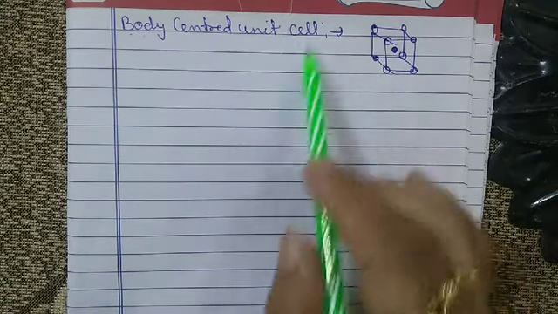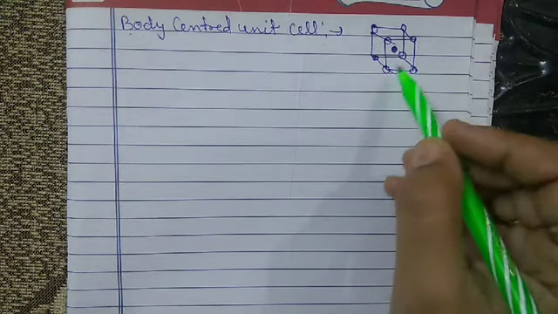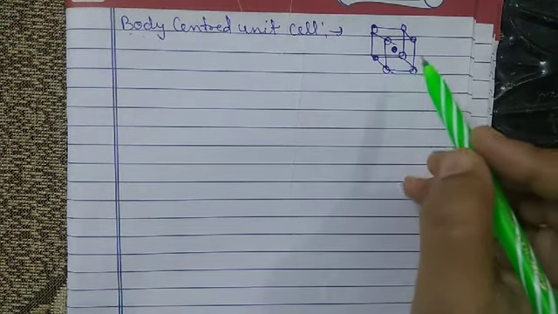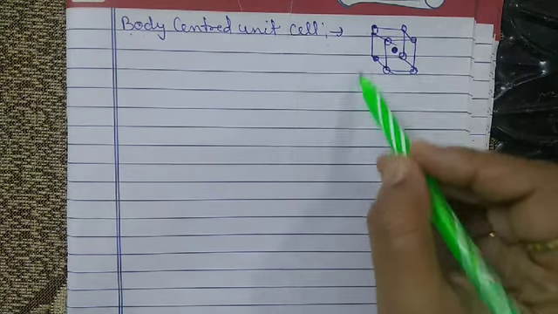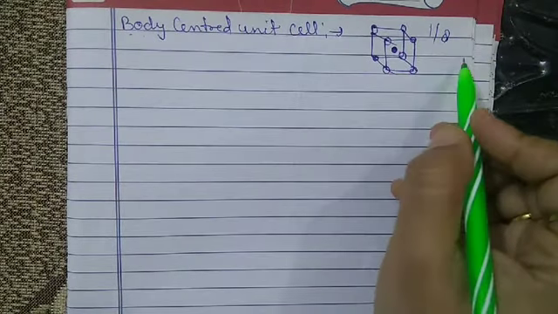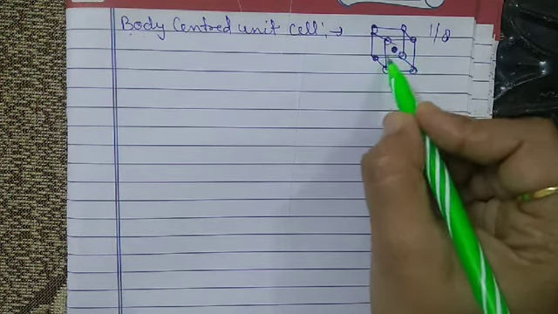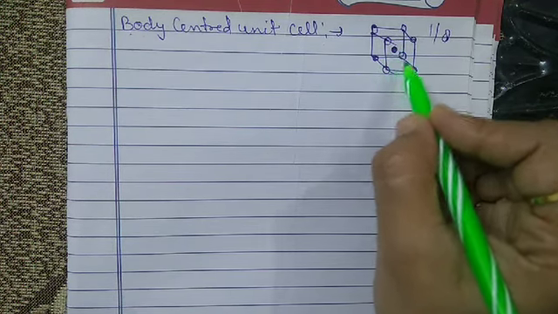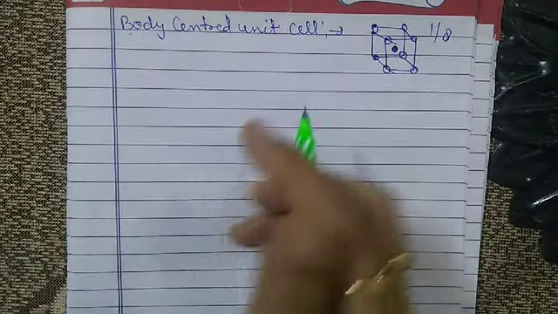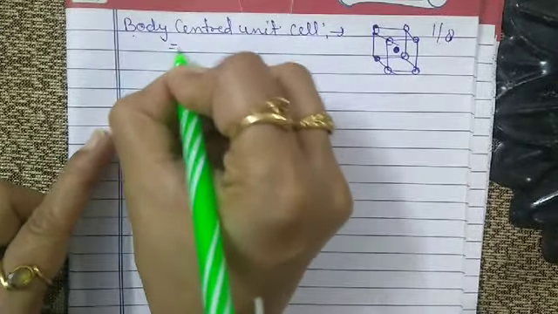Now it is clear from the figure that there are 8 atoms at the corner and each is shared by 8 unit cells, so the contribution of each atom at the corner is 1 by 8. And one atom is present at the center, but it is not shared with anybody else. There is no sharing because it is present inside the cube, at the center of the body.